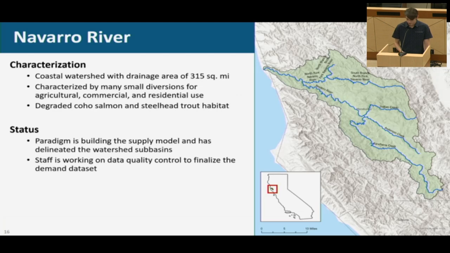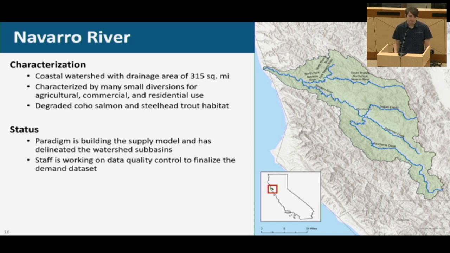So our first pilot watershed, the Navarro River. The Navarro River watershed is characterized by many small diversions for agricultural, commercial, and residential use. Additionally, there are issues in this area with the degradation of habitats for coho salmon and steelhead trout.